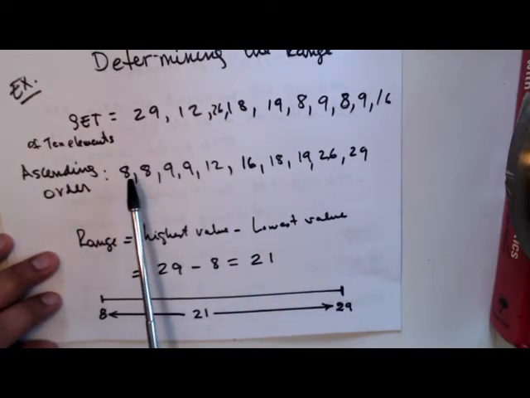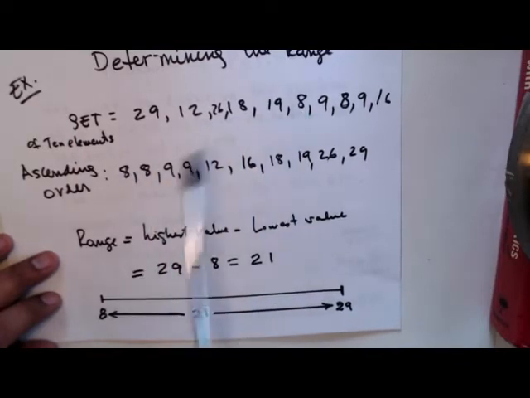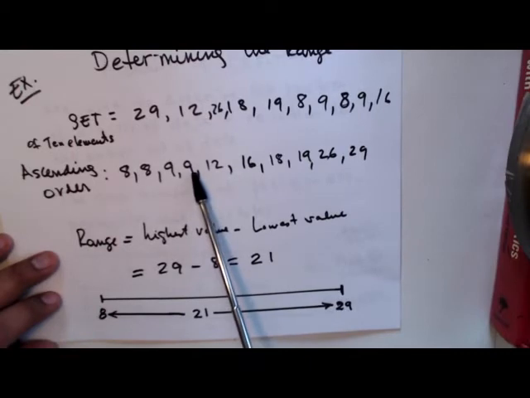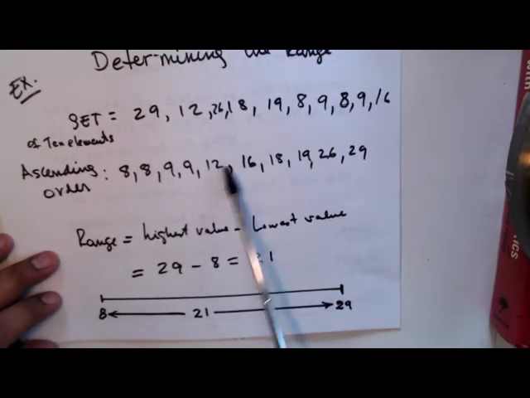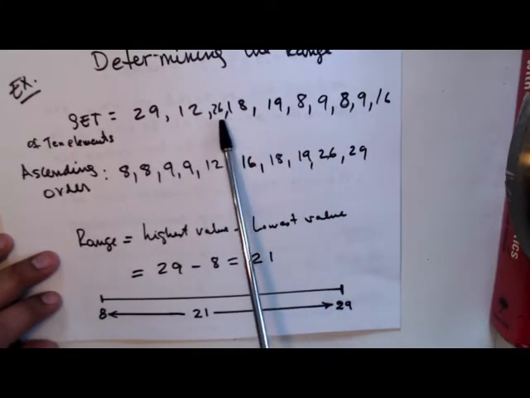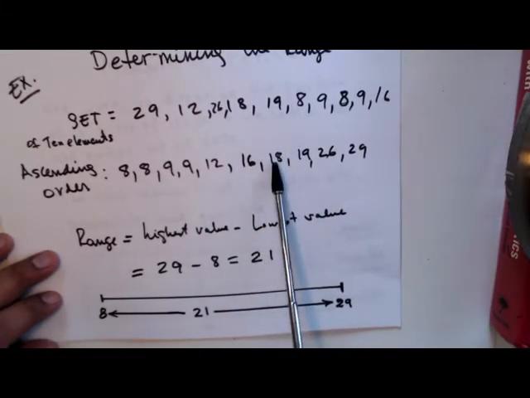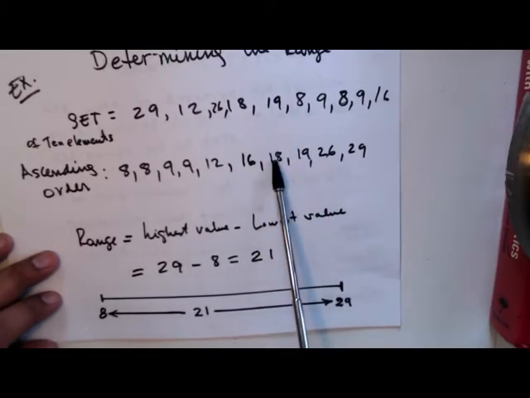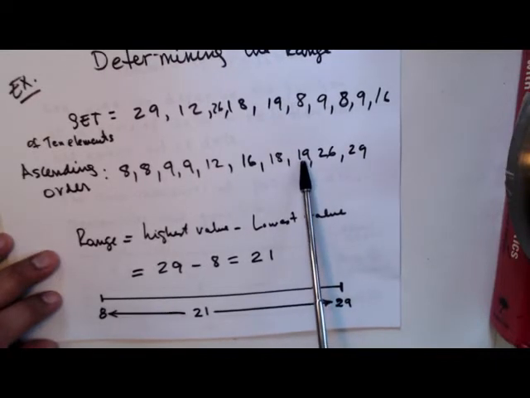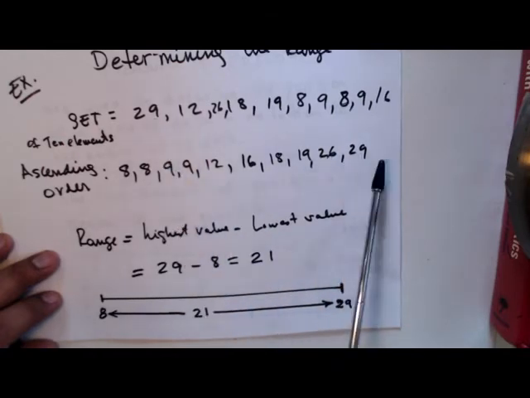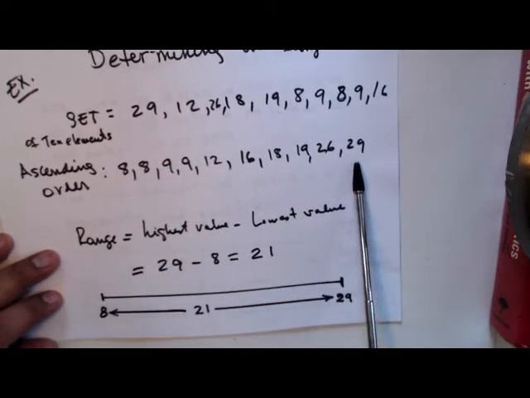We get 8, 8, 9, 9, then we have 12, 16, 18, 19, 26, and then we have 29. We organize it in ascending order.